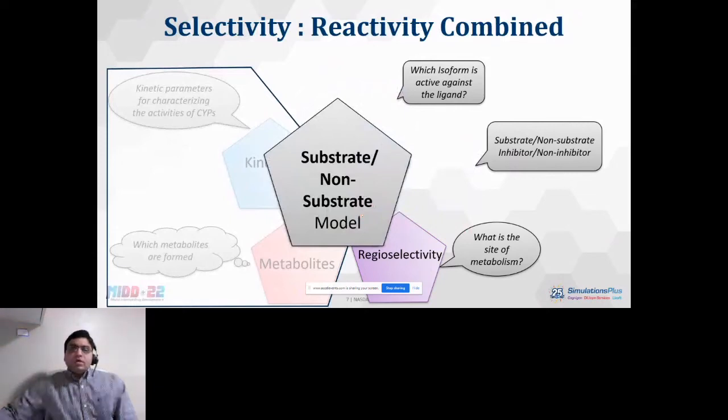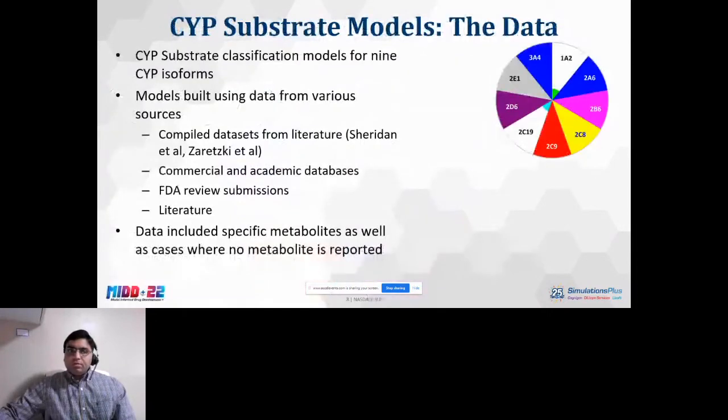CYP substrate: there are 9 CYP substrate classification models present in ADMET Predictor, which I have already mentioned in the beginning slide. There are 5 major and 4 minor CYP isoforms for which we have models. The major concern, or very important aspect, while building the models is data collection and data curation. It is absolutely necessary to use high quality and correct data sets to build good and predictive models.